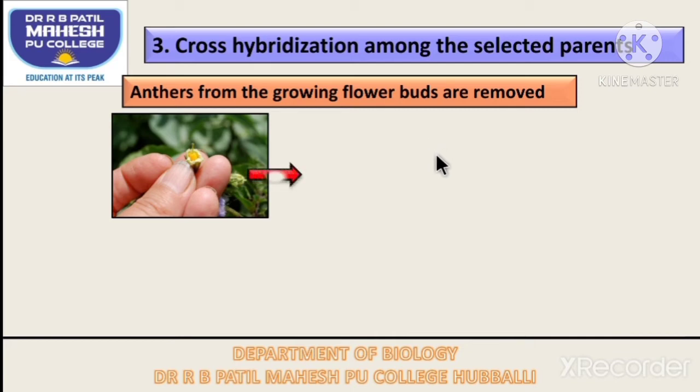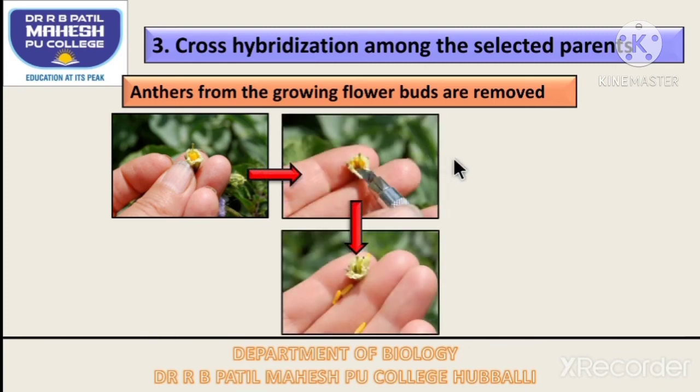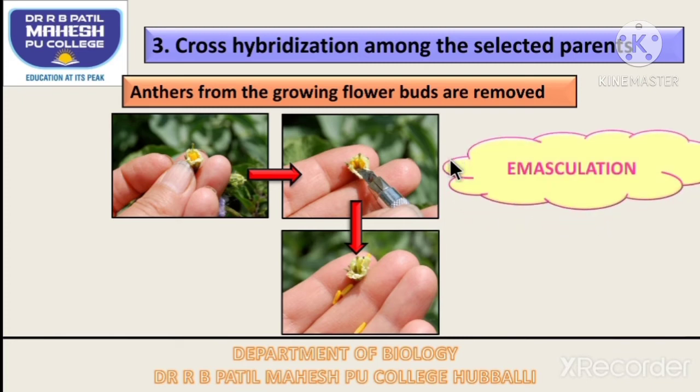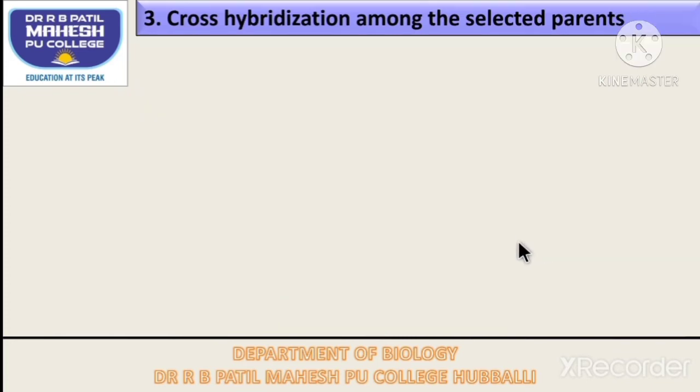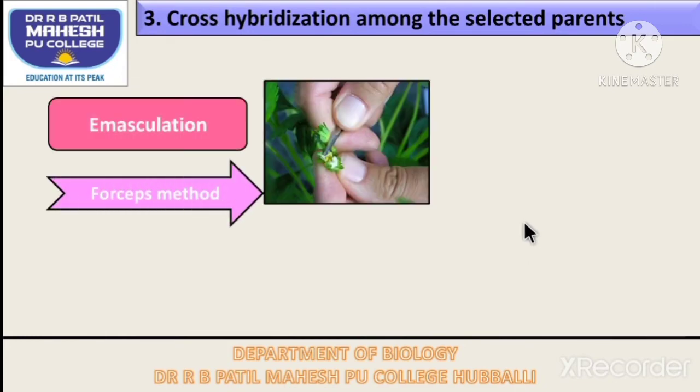So we can make use of forceps, and then we can remove the anthers. The process of removal of anthers is called emasculation. Once again, this is a 1 mark question. So emasculation is done with the forceps method without harming the other parts of the flower. We are going to just remove the anthers.